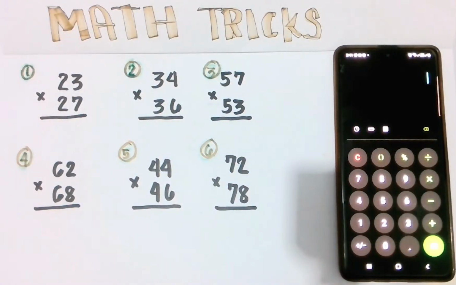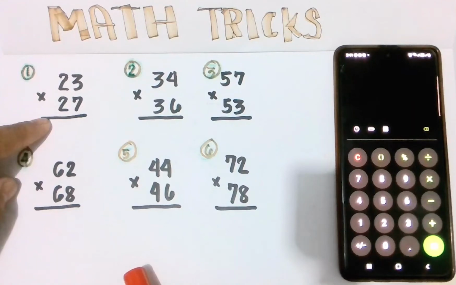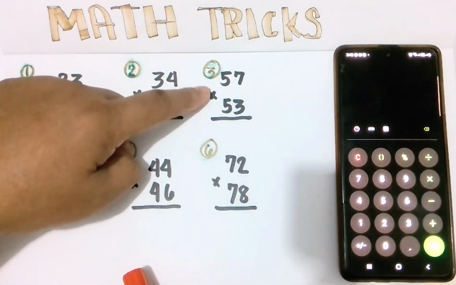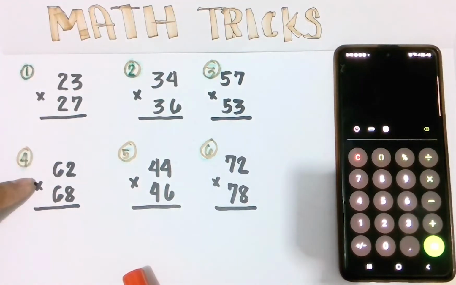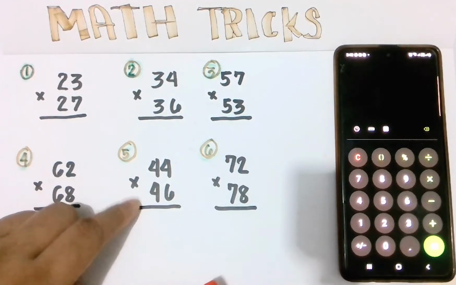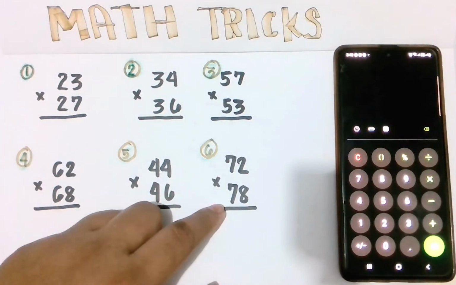Okay, so mga kasipnayan, ang matrix na ituturo ko sa inyo ngayon is how to multiply two-digit numbers ng mabilis lang. Okay? So, katulad nitong nakikita nyo mga example, we have 6 examples here. So, 23 times 27, 34 times 36, 57 times 53, 62 times 68, 44 times 46, and 72 times 78.